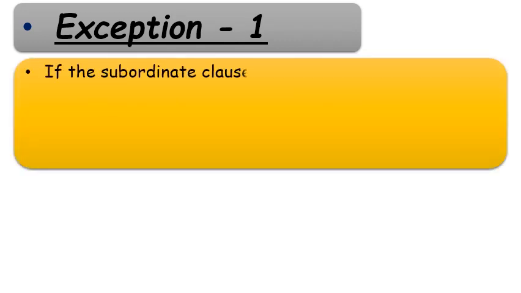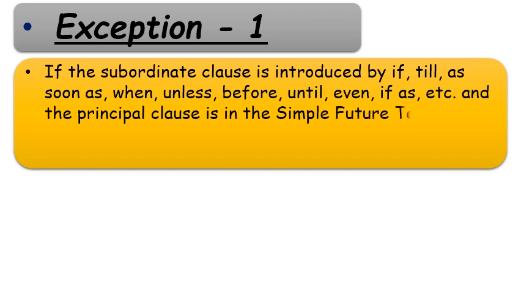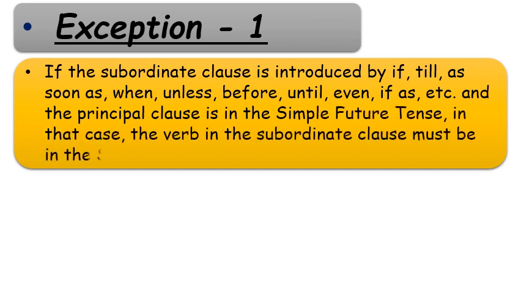There is an exception with this rule. If the subordinate clause is introduced by if, till, as soon as, when, unless, before, until, even if, as, etc., and the principal clause is in the simple future tense, in that case the verb in the subordinate clause must be in the simple present tense.